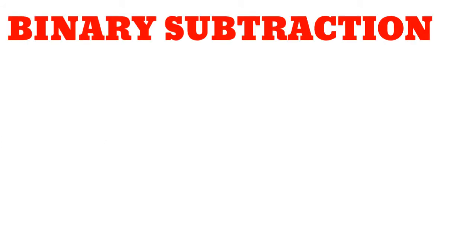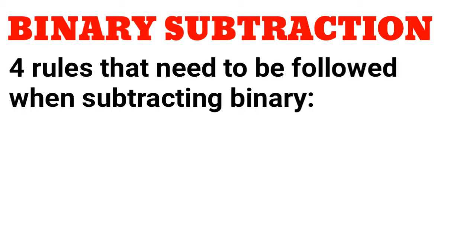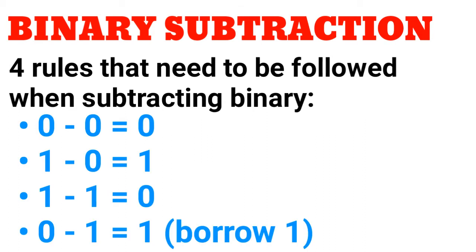Now, let's talk about binary subtraction. In subtracting binary, there are 4 rules that need to be followed. 0 minus 0 is equal to 0, 1 minus 0 is equal to 1, 1 minus 1 is equal to 0, and 0 minus 1 is equal to 1, but you borrow 1.